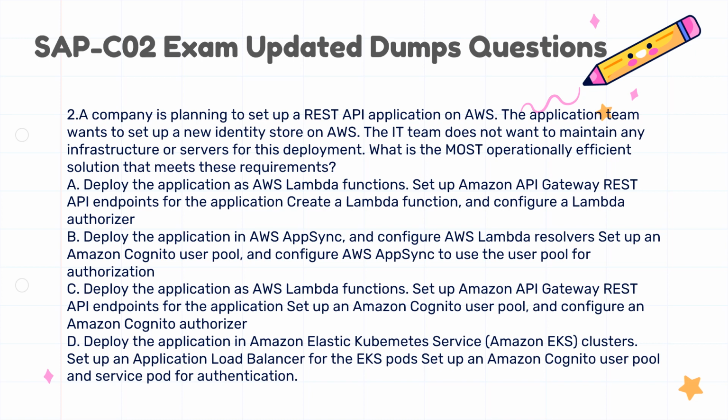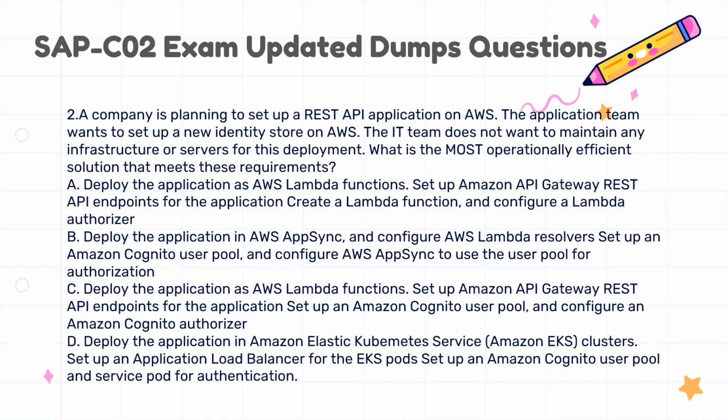A. Deploy the application as AWS Lambda functions. Set up Amazon API Gateway REST API endpoints for the application. Create a Lambda function, and configure a Lambda authorizer. B. Deploy the application in AWS AppSync, and configure AWS Lambda resolvers. Set up an Amazon Cognito user pool, and configure AWS AppSync to use the user pool for authorization.